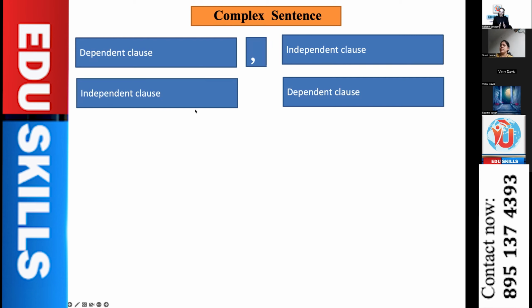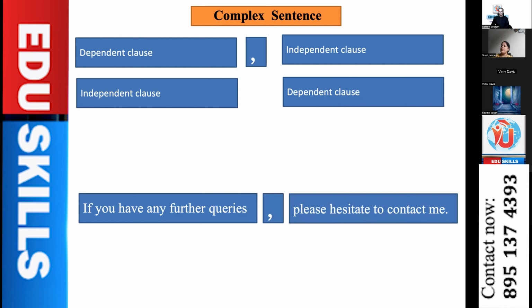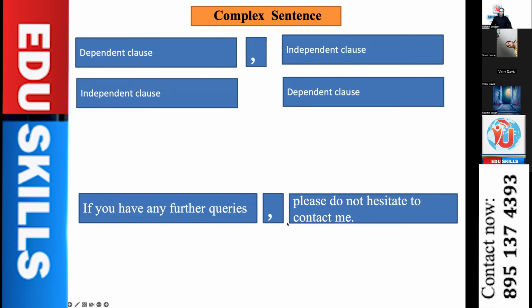So if you are writing the independent clause first, that doesn't require a support, so no comma is required. After the independent clause, you can write the dependent clause. I'll explain it with examples. See, now you write at the end of the letter: If you have any further queries, comma, because this is a dependent clause. If you have any further queries doesn't make sense by itself. So you have to mark a comma before you write the independent clause. Please do not hesitate to contact me.